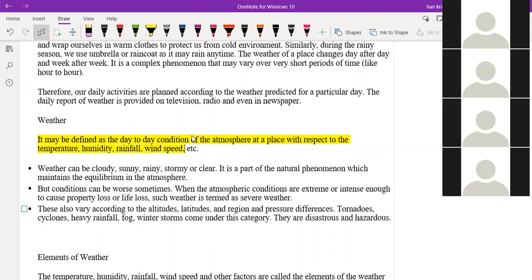Okay, and we know weather change is not a synthetic or artificial phenomenon. It is a completely natural phenomenon. We can't do anything in that. Yes or no? Completely, weather change or climate change is a natural phenomenon which maintains the equilibrium in the temperature, which will balance the temperature of the atmosphere. So it can be cloudy or sunny or rainy, stormy or clear, depending upon these elements of weather. You can say whether it is good weather conditions, or drought conditions, or extreme intense conditions, or severe weather conditions. Understanding?